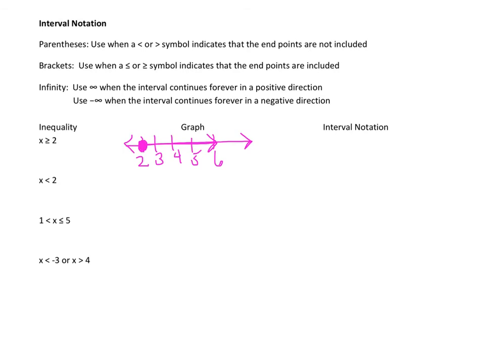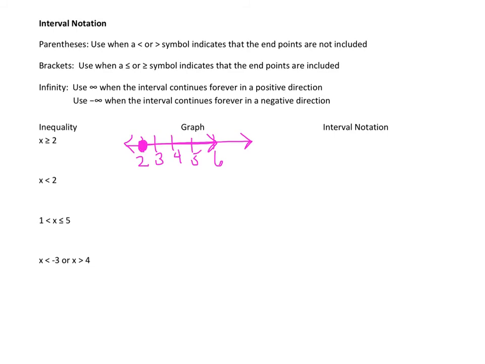Now when we talk about infinity, that's never going to have a bracket next to it, because the bracket justifies the fact that it is included. The infinity can't be included because it's not just a number. It goes on forever. It represents various numbers.